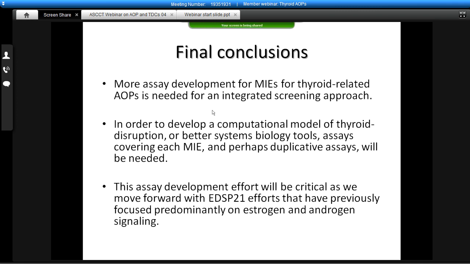We might also need duplicative assays at these biological nodes in order to develop a reliable model. And I think this assay development effort will be extremely critical as we move forward with EDSP21 efforts because these efforts have focused predominantly on estrogen and androgen signaling. And for thyroid hormone disruption, we really are at a basic science state where we're trying to evaluate what can be developed into a high throughput screening test in order to build predictive tools.